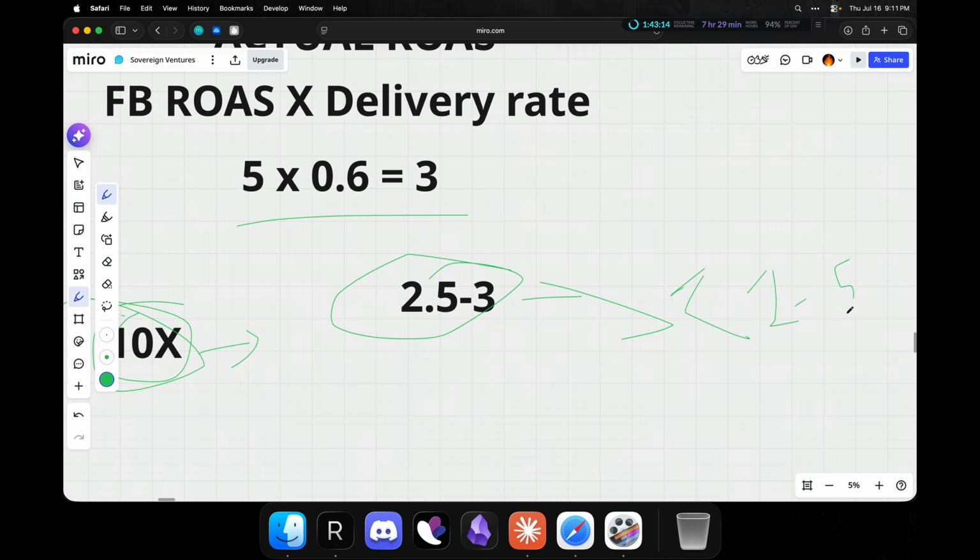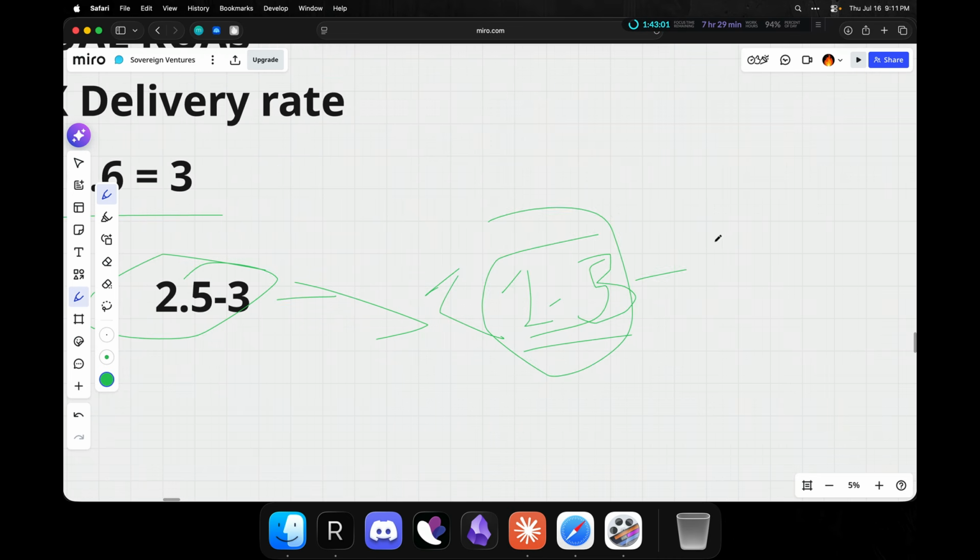Okay. So these are the numbers I like to operate at. I try to keep this closer to 1 as possible, because then even if my ROAS is 2, I'm making crazy money, right? So I like to be at 1.3, 1.5. That's the range I like to operate at.